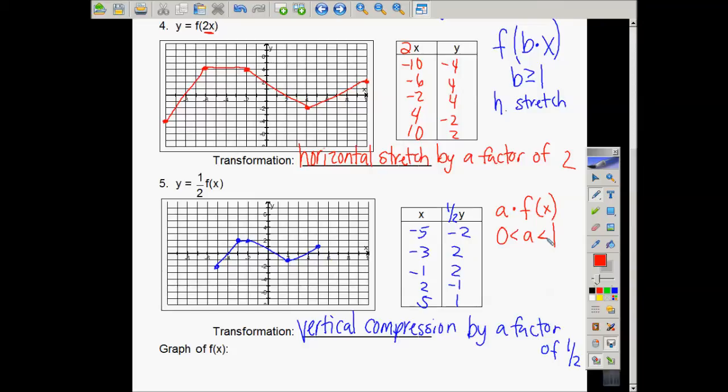So, is 1/2 not between 0 and 1? It is. So this creates a vertical compression. B compresses.